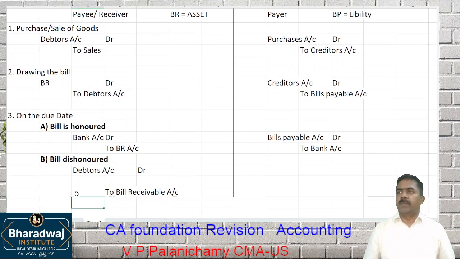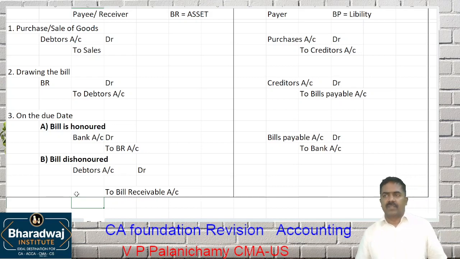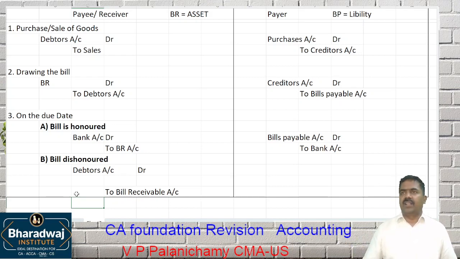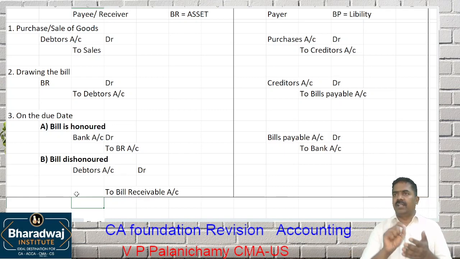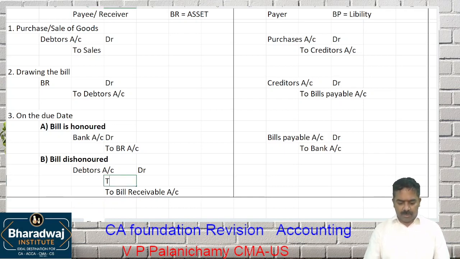Pay attention. If the bill is not paid, you have to take the bill to a local notary public, the lawyer, and he will certify that the bill was presented today and the acceptor has not paid. Like an attestation, they will sign and give. For that, they will put noting charges that should be borne by the other party.